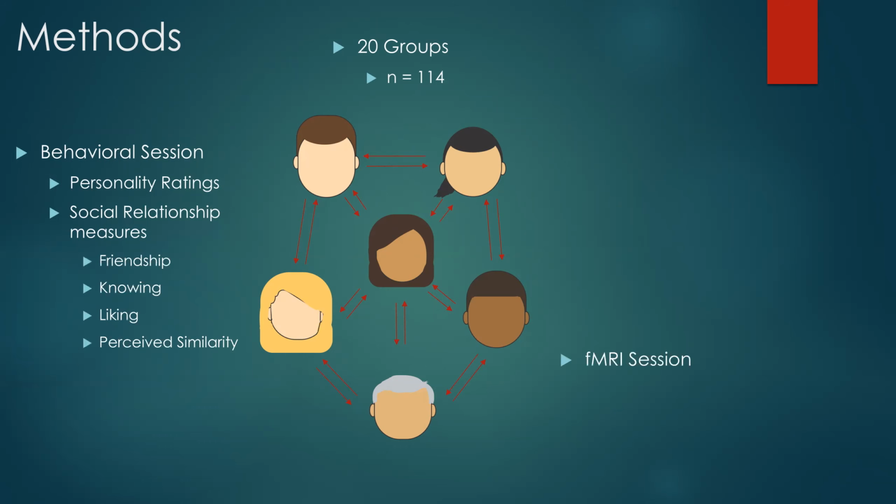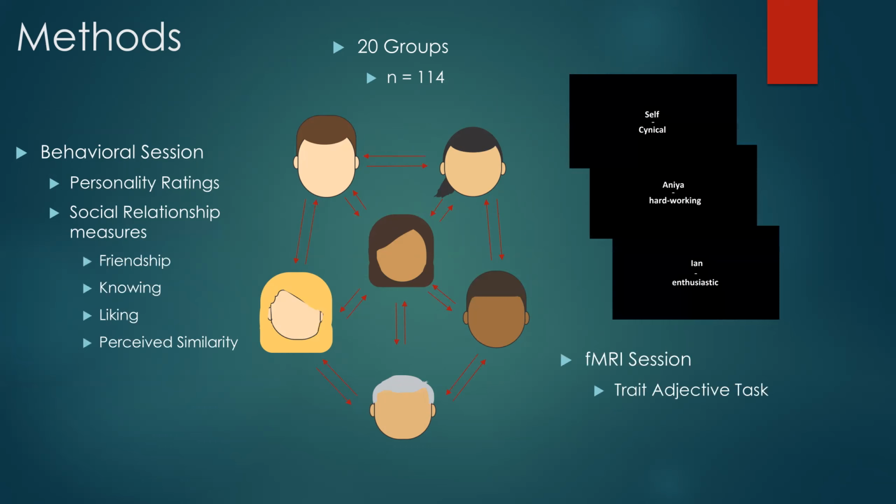And then each person also came in for an MRI session where they completed a trait adjective task. So they saw either the word self or the name of one of their prospective group members at the top of the screen. And below that was some type of trait word. And they were told to say yes or no, whether that trait word was descriptive of the particular target that was listed at the top of the screen. And we were less interested in whether they were endorsing a particular trait for a specific target and more interested in the fact that this was encouraging some type of interpersonal cognitive process. We were getting each of these people to think about their group members in a meaningful way.